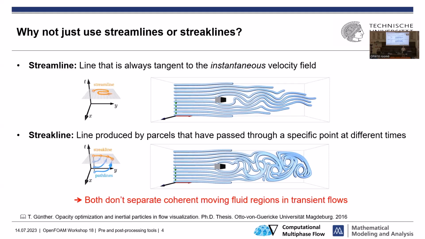Actually, for stationary flows, these both lines are the same. For transient flow, they are not. But you also cannot say, when you analyze them, where the structures are where no mixing occurs across. So they don't separate coherent moving structures, where you can say there's no transfer across.